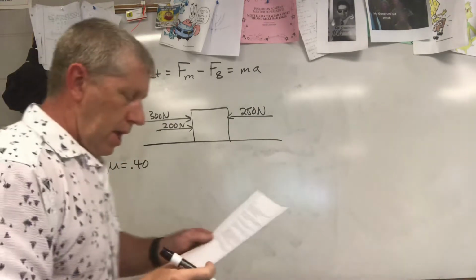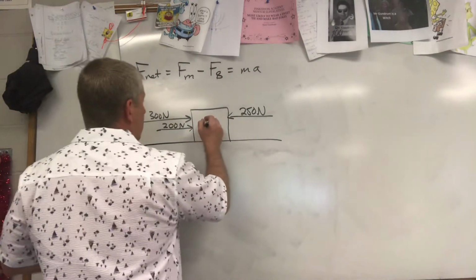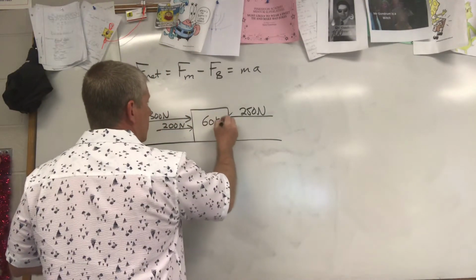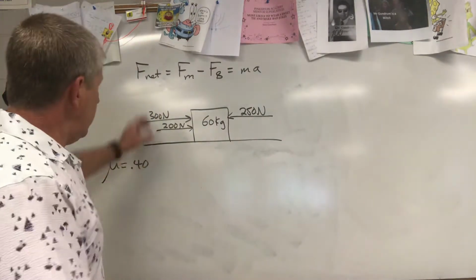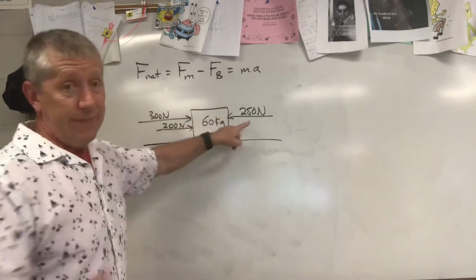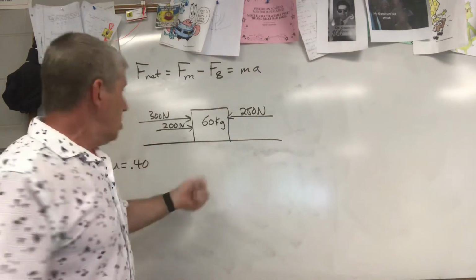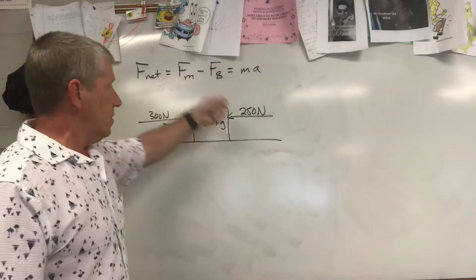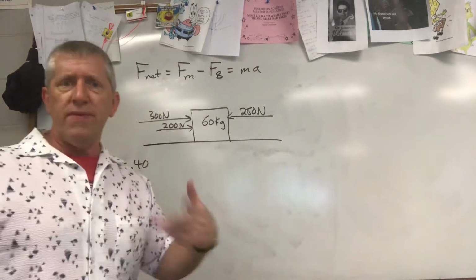Okay, the coefficient of friction is 0.4. The box has a mass of 60. What is the acceleration of the box? So the box, 60 kilograms. So we're back to finding the acceleration. We're just going to take these two and put those in the making, because 300 and 200 does beat 250. That's 500 versus 250. 500 wins. So this is going to make it move. And this is going to hold it back. Yeah, just subtract those and divide by 60. You're good. We've done this kind of a problem before.